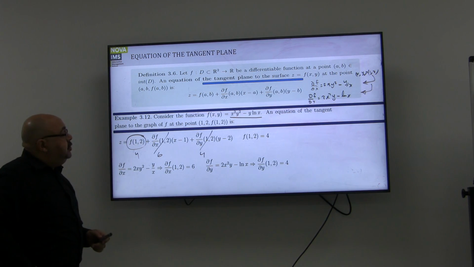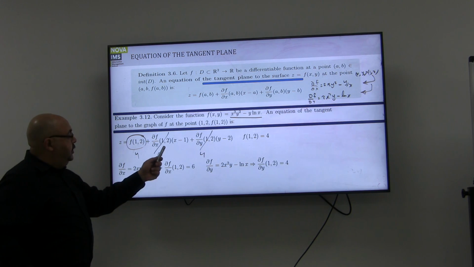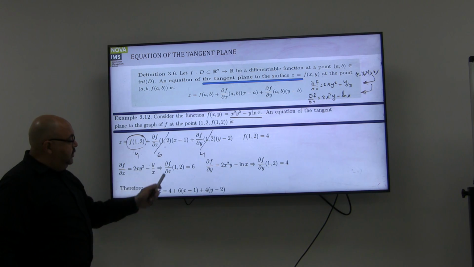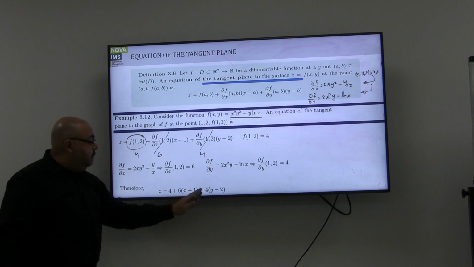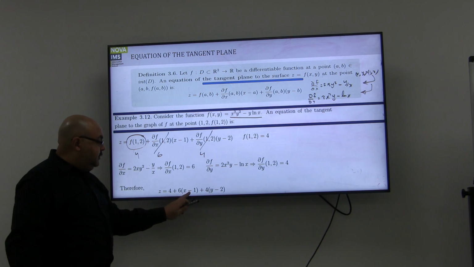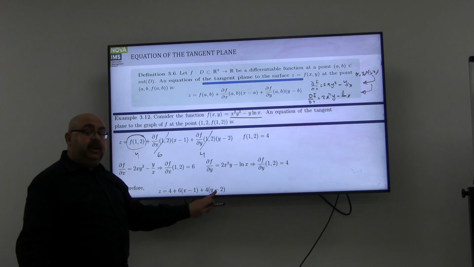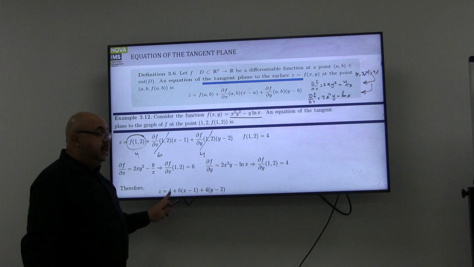A direct substitution into this equation, as I told you, this is going to be the equation of the tangent plane. Simplifying it, it's going to be negative 6 plus negative 8, which is negative 14, plus 4, which means negative 10.